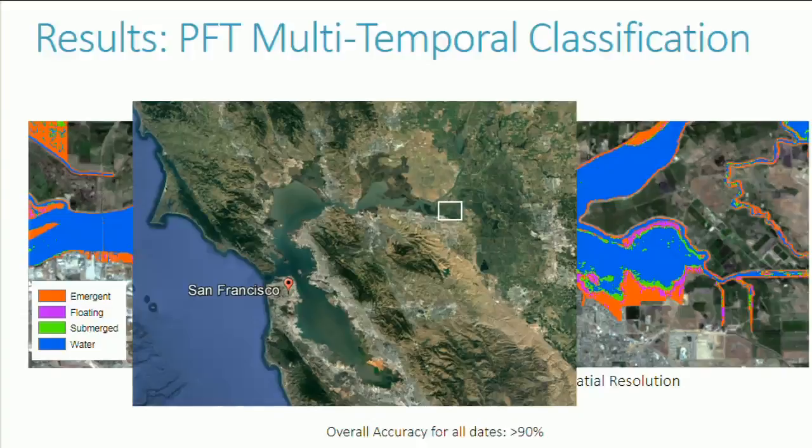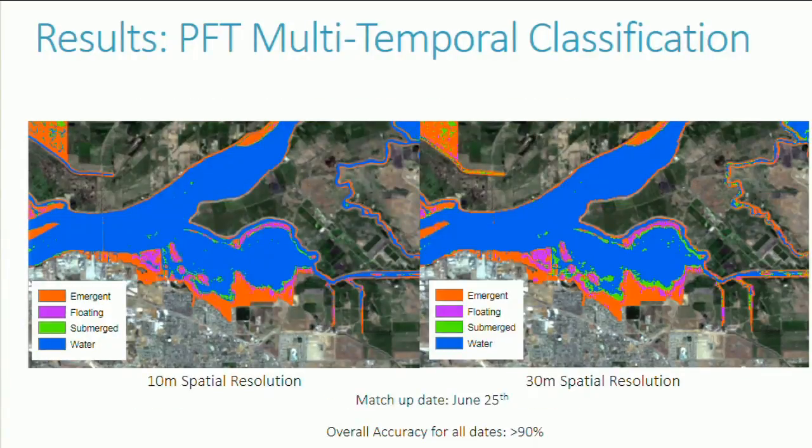The first step of my project was to classify my area, and I did this using a multi-temporal classification, which basically means I took training data from all the dates and put them into a random forest. So now we're going to take a look at one of the managed wetland regions and compare between the moderate spatial resolution and the high spatial resolution for the matchup date that these two data sets share.